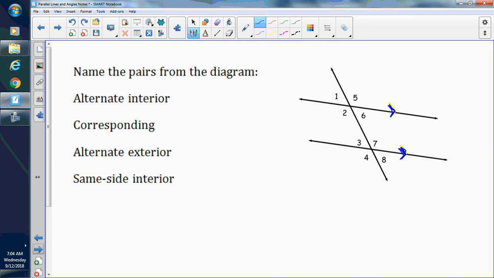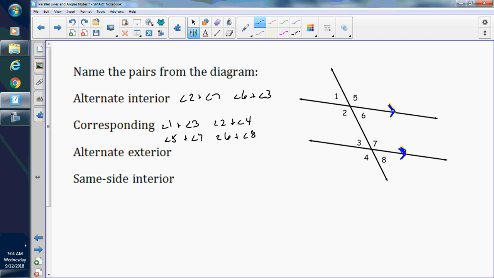Welcome back. The alternate interior angles are angle 2 and angle 7, angle 6 and angle 3, because they're on the interior. The corresponding are angle 1 and angle 3, angle 2 and angle 4, angle 5 and angle 7, angle 6 and angle 8. Remember, with corresponding, there turns out to be a total of 4 different pairs.